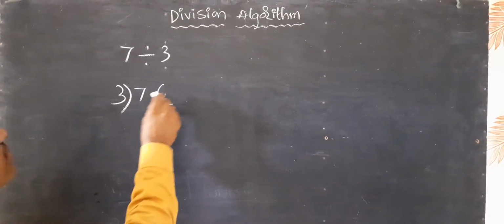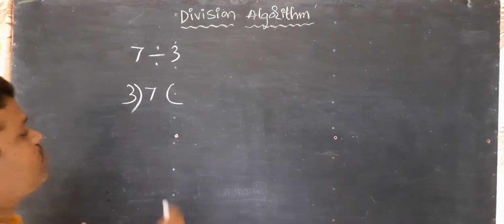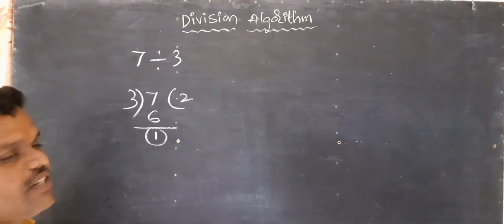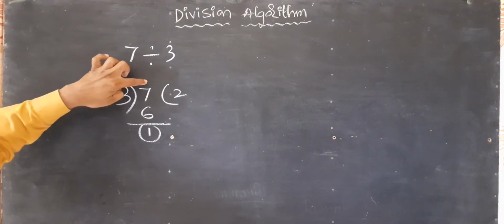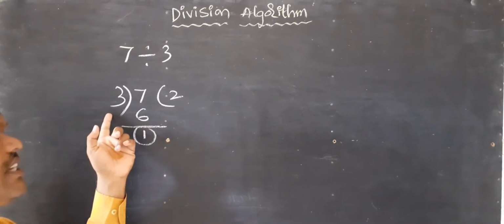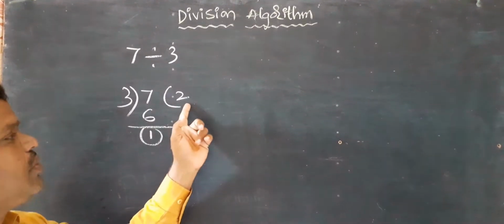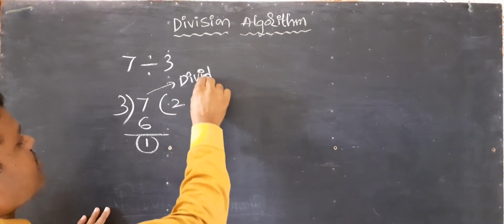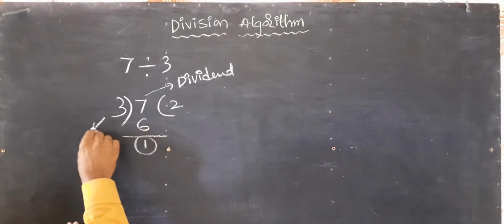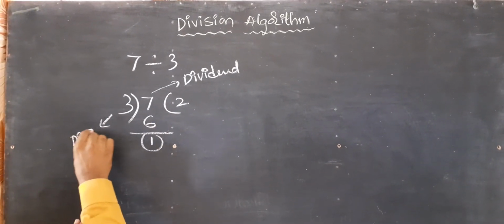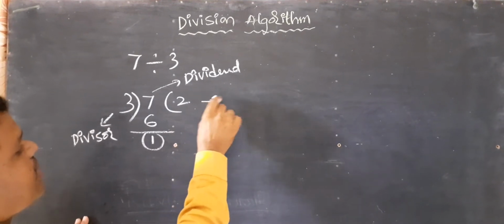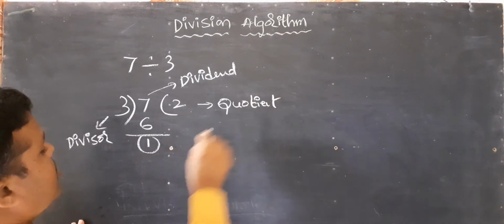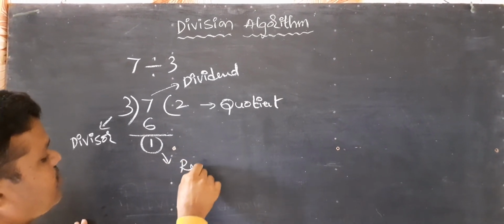See, 7, 3 table, 3 ones are 3, 3 twos are 6. Remainder is 1. In this system, we call 7 a dividend, 3 is a divisor, 2 is a quotient, and 1 is a remainder.